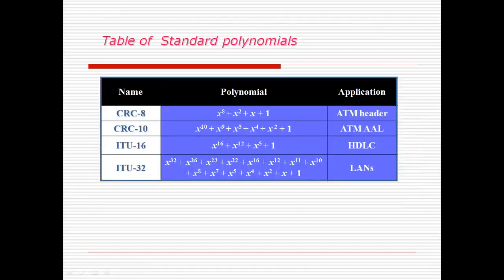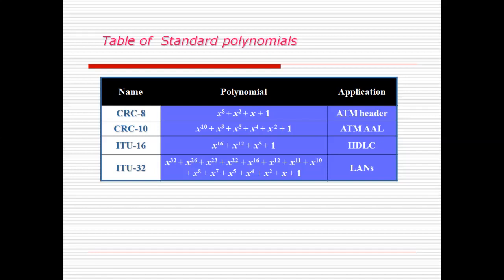Now CRC 8 is x power 8 plus x square plus x plus 1. This CRC is used in the ATM header and in the LAN technique that we use within our network. We use CRC 32, that is x power 32. It means this particular CRC code is used in the data link layer and in the transport layer for LAN purposes only.